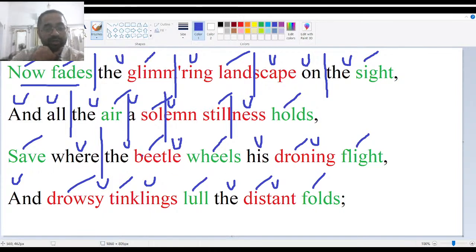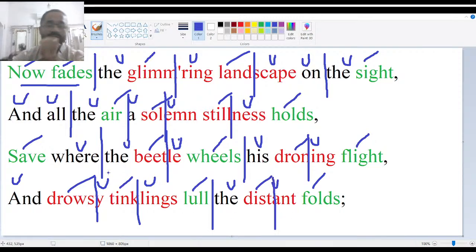So save where the beat wheels his droning flight. So that's done. The fourth line, and drowsy tinklings lull the distant folds. So we have divided the lines into meters.